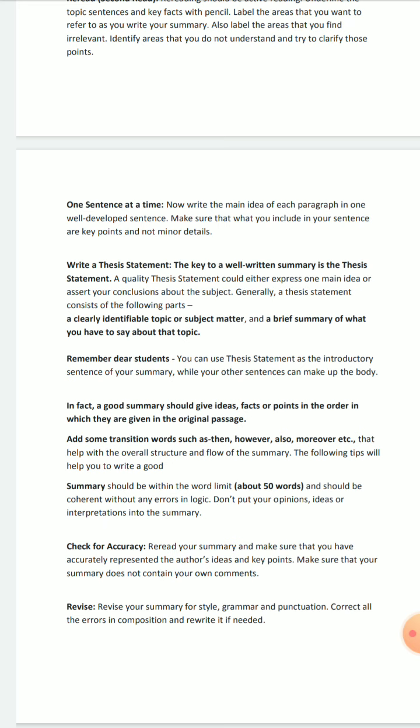Correct all the errors in composition and rewrite if needed. Now this is very important, dear students. Correct all the errors in composition, and if you feel there are still some errors, then it is better you correct them and rewrite if it is needed.